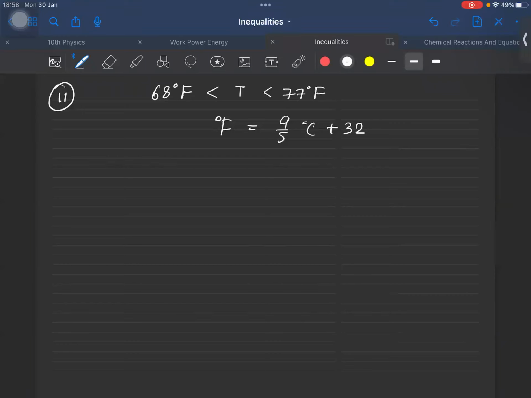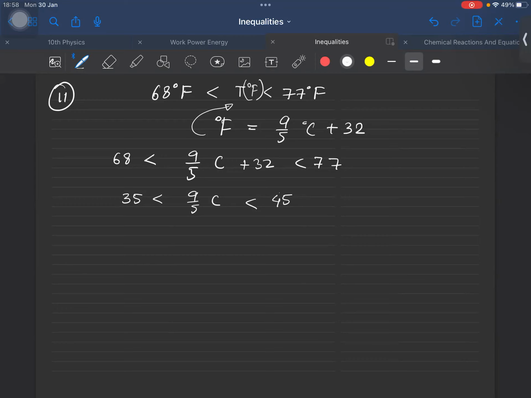Got it? Just substitute this temperature here. The temperature in degree Fahrenheit is given. So 68 should be lesser than 9 by 5 times degree Celsius plus 32, which should be lesser than 77. Subtract both sides by 32. How much are you getting? Here you'll get 36 and 9 by 5 C, here you'll get 45.